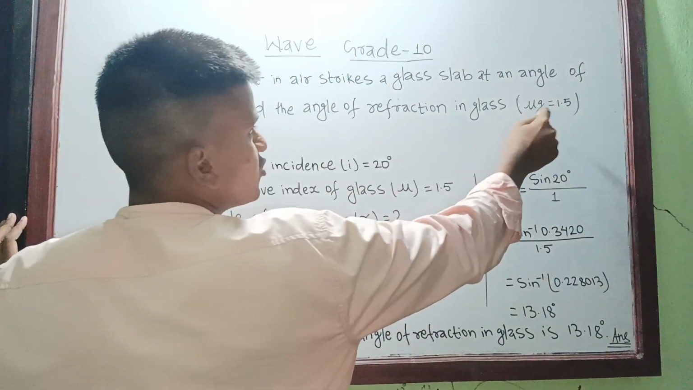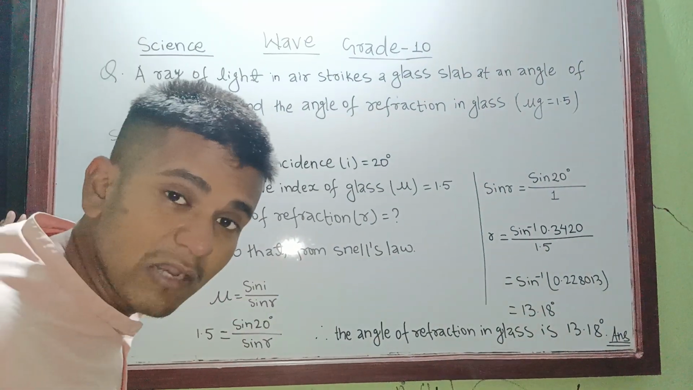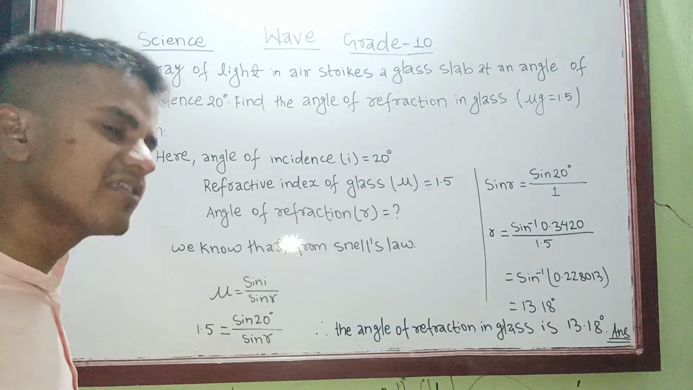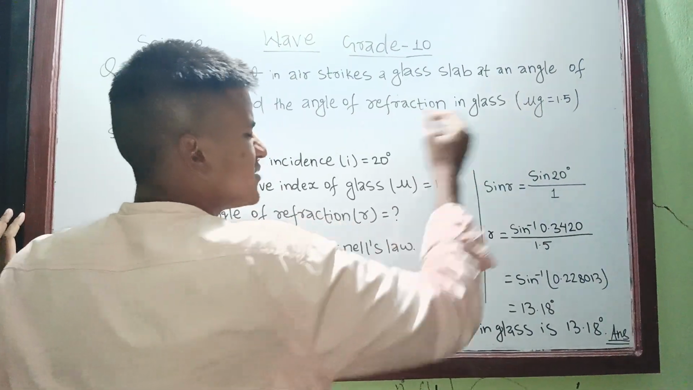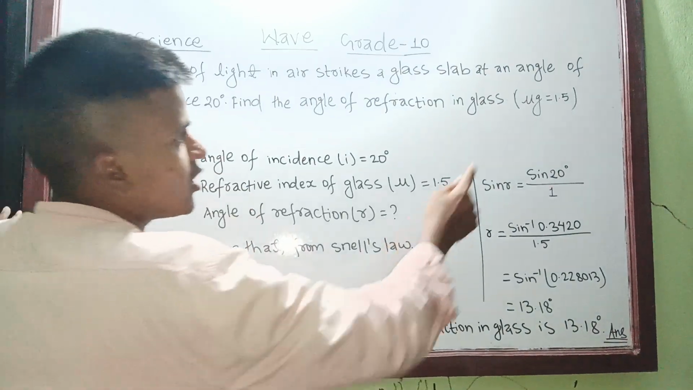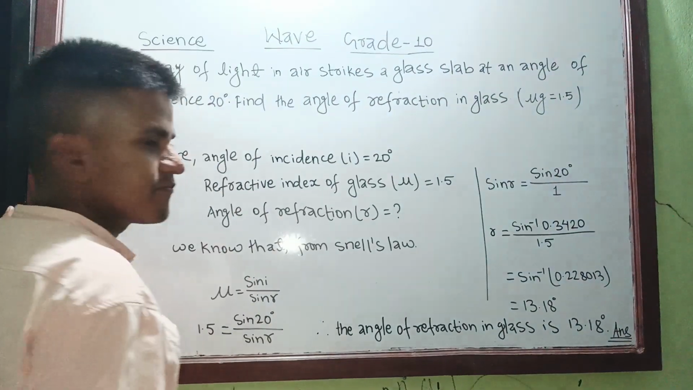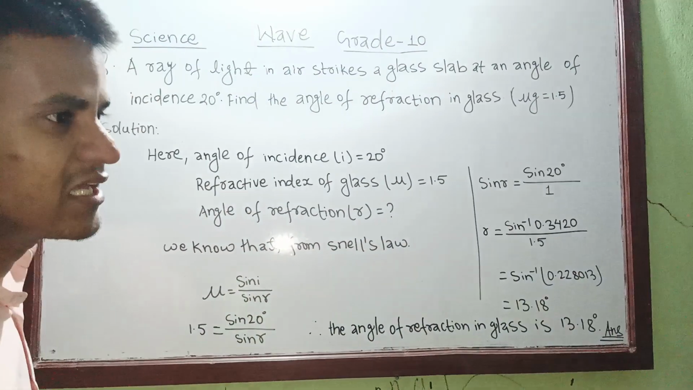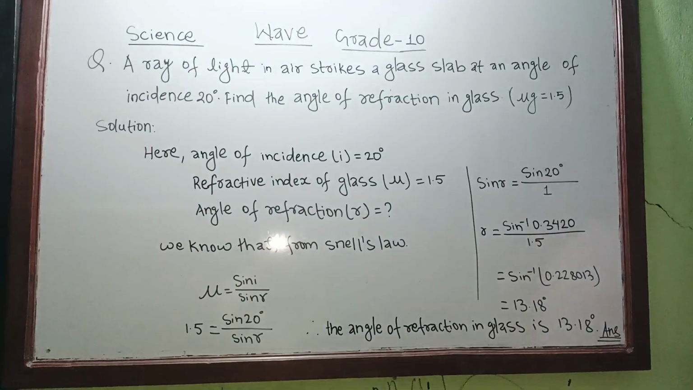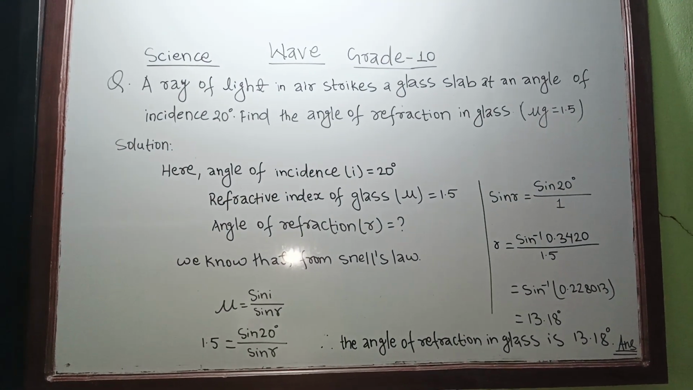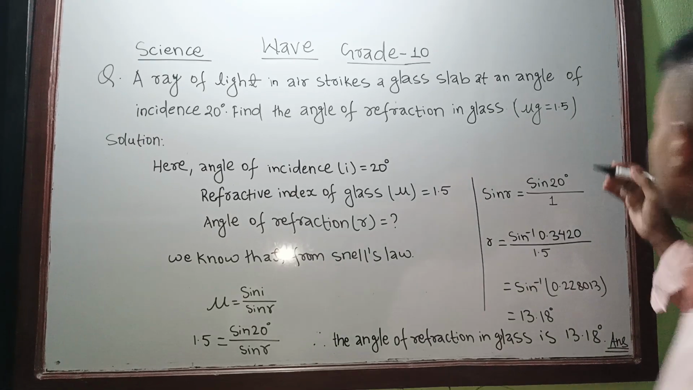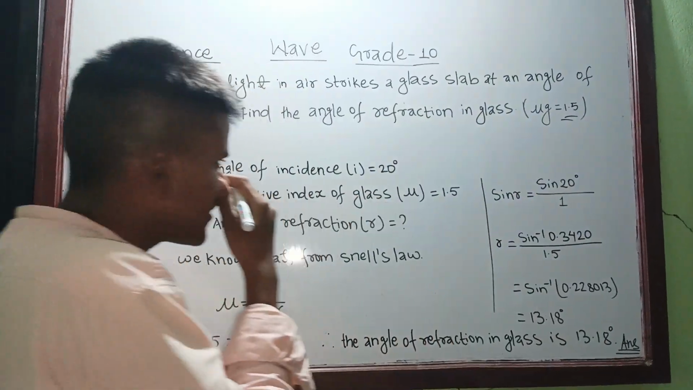Now here it is saying refraction in glass, and see here, mu g. We all know what the value of mu is; I will also dedicate another video on that. This mu g means the refractive index, and mu g equals 1.5. That is the data which is given to us, right?